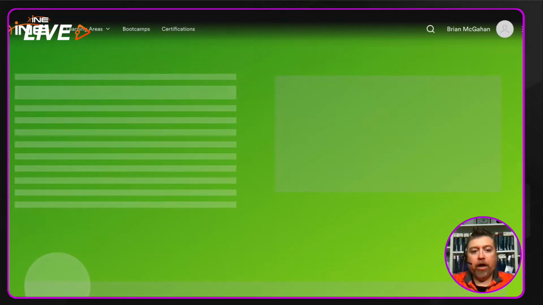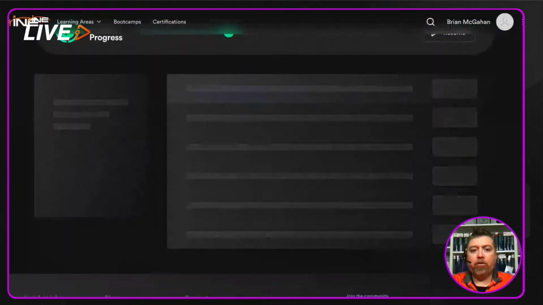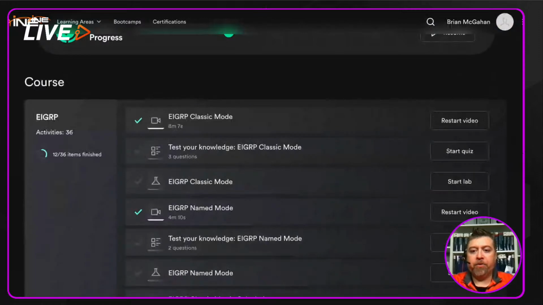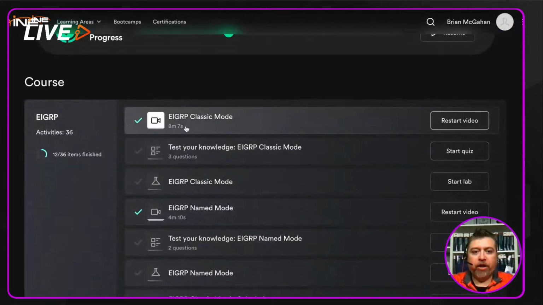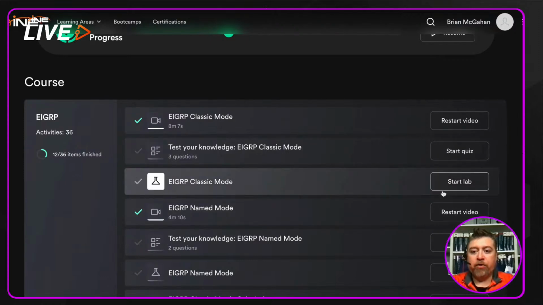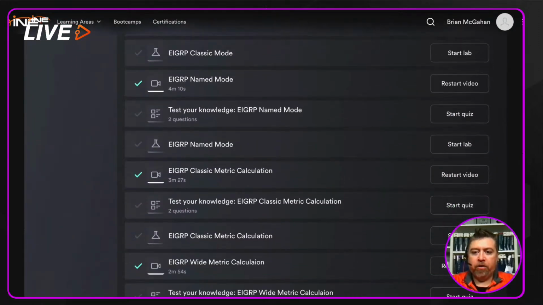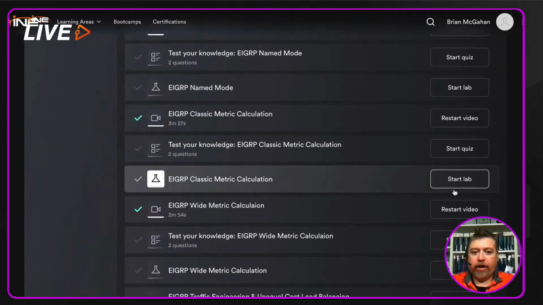So the general flow for this is that there's going to be a video that explains the technology or that goes through a specific example. Like in this first video, we have EIGRP in what's called classic mode. Then you have a brief quiz about that. So just some recall testing to see if you remember the information that was presented. And then after this, you'll see that there is a lab that's associated with that particular video. So as you scroll through these playlists, you'll see that pretty much every third link here is an individual lab, like EIGRP Classic Metric Calculation.